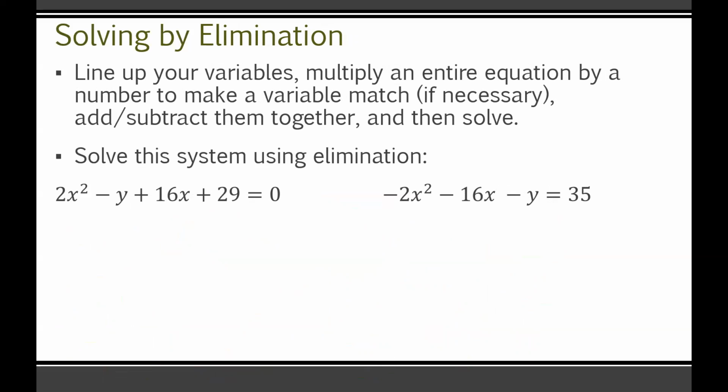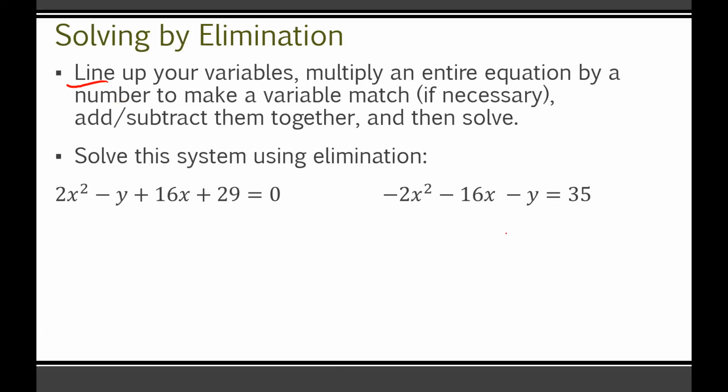Anyway, to solve by elimination, line up your variables, multiply an entire equation by a number to make the variable match if necessary, and then add or subtract them together and then solve from there. There always just seems to be more steps with these. That's why I don't really prefer them. Anyway, the key first step here, line up your variables. Often relies on us rearranging some of our equations.